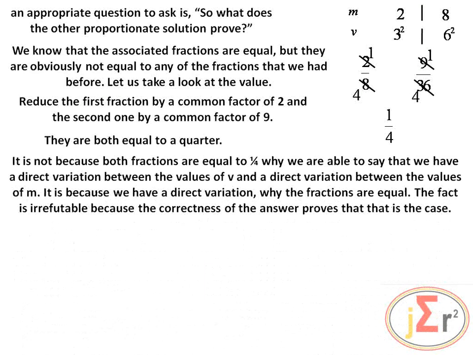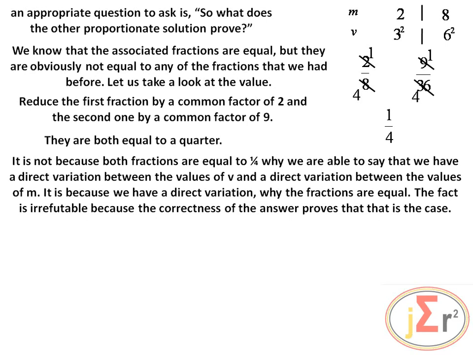It is not because both fractions are equal to a quarter why we are able to say that we have a direct variation between the values of v and a direct variation between the values of m. It is because we have a direct variation why the fractions are equal. So it is the other way around. It is not because the fractions are equal why we may say that we have a direct variation. It is because a direct variation exists why the fractions are equal.